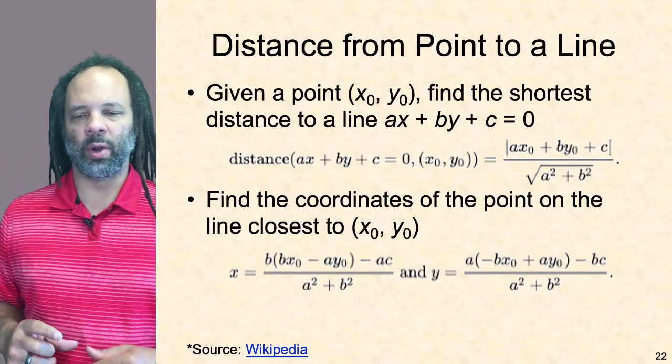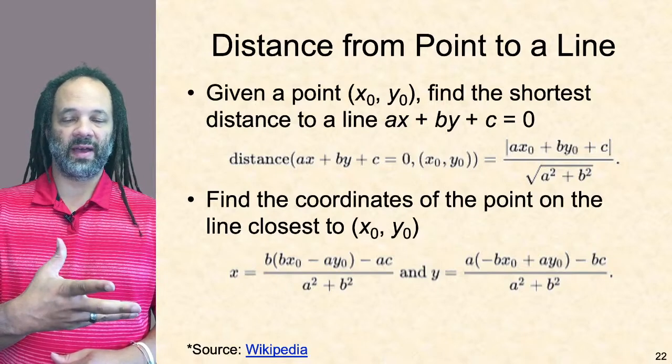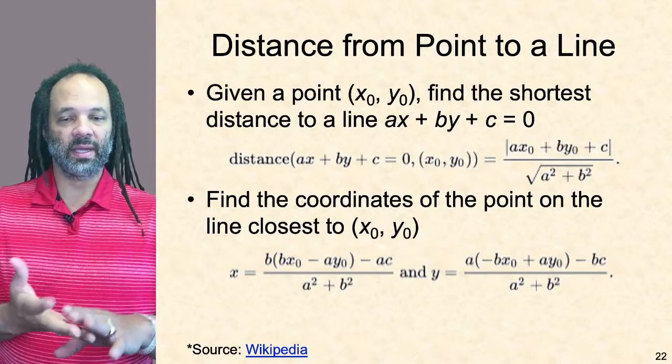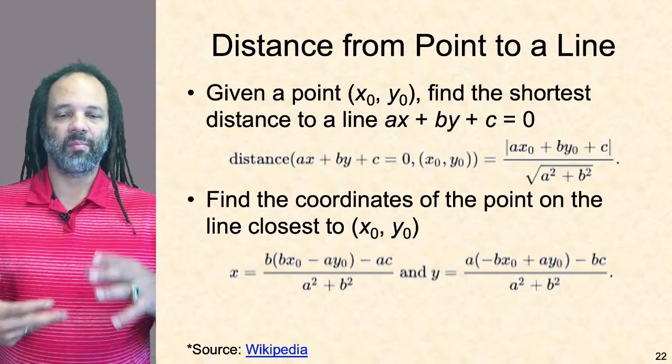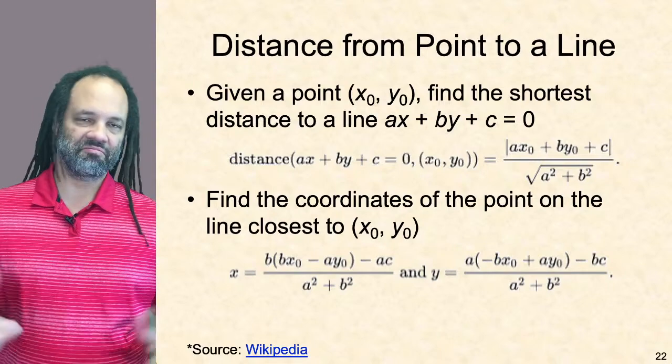If we want to find the coordinates, here's just the xy coordinate. We just plug those values in there, the a's and b's and c's from the line, plus the x0, y0 from the point. You plug that in, there's your point.